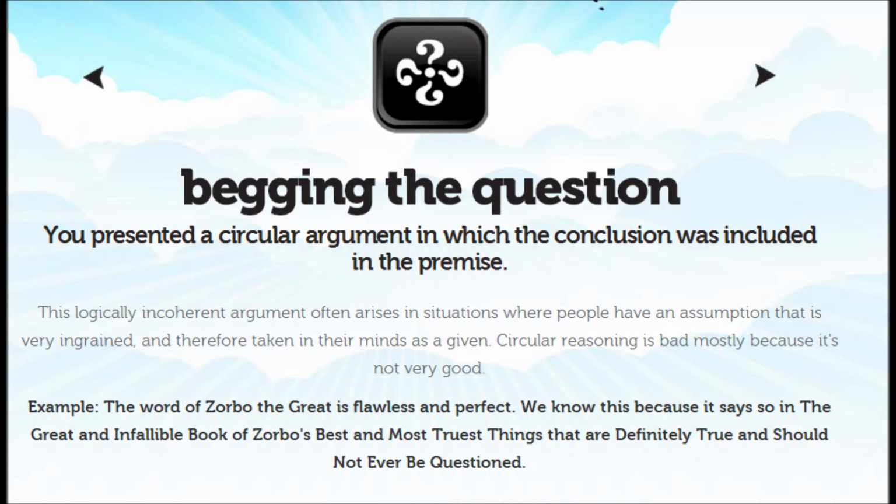Example: the word of Zorbo the Great is flawless and perfect. We know this because it says so in the great and infallible book of Zorbo's best and most truest things that are definitely true and should not ever be questioned.